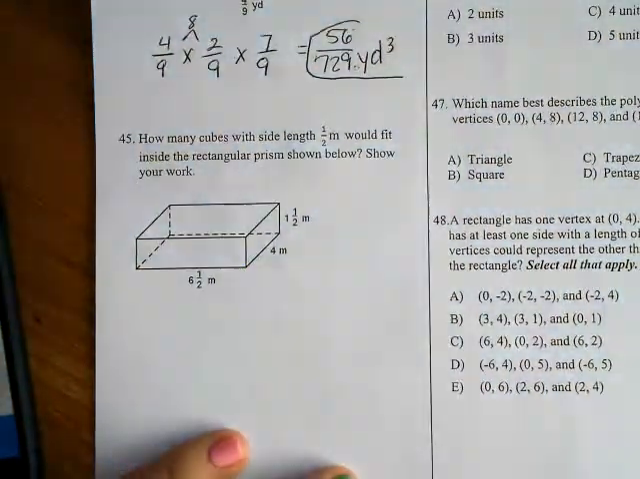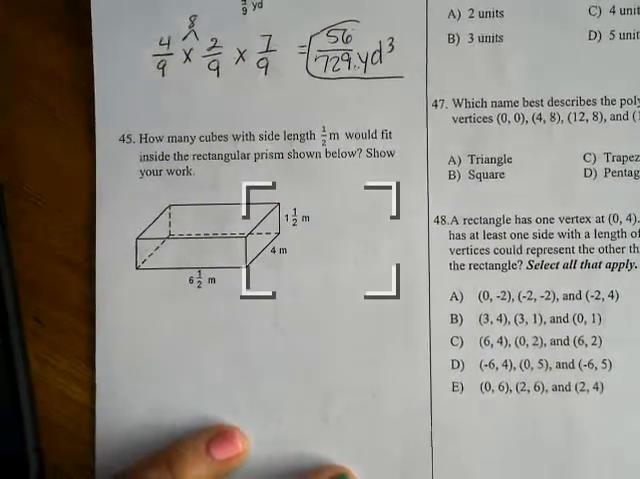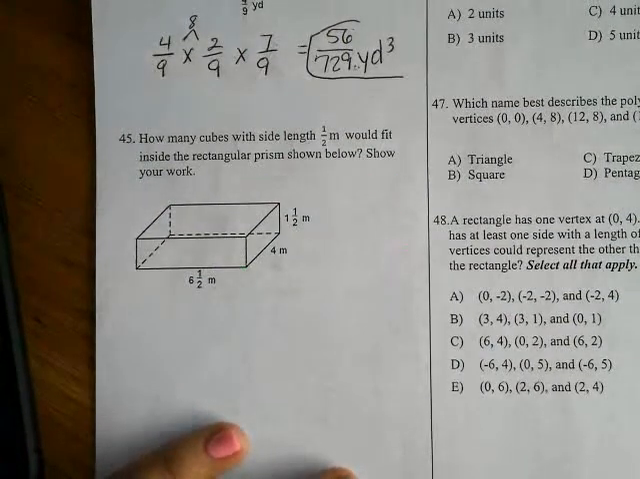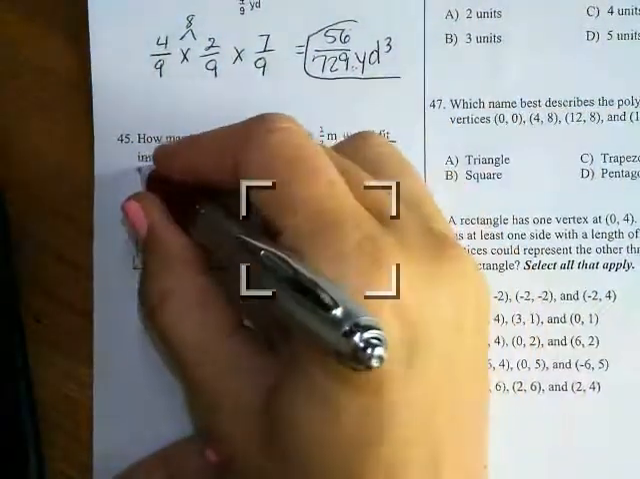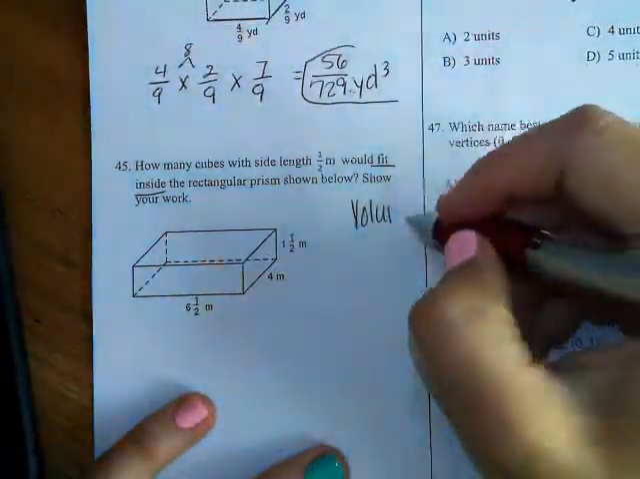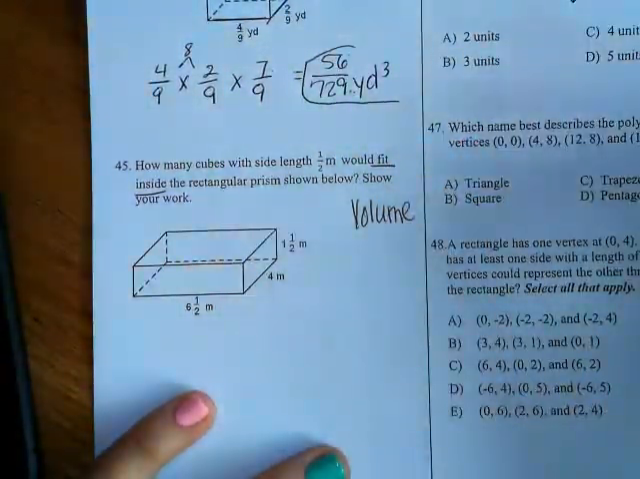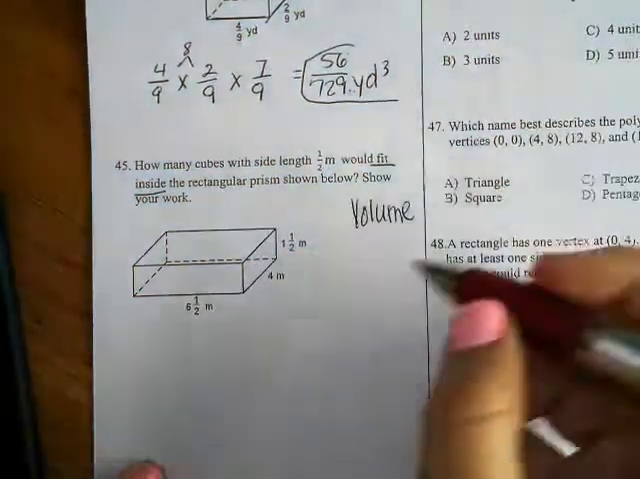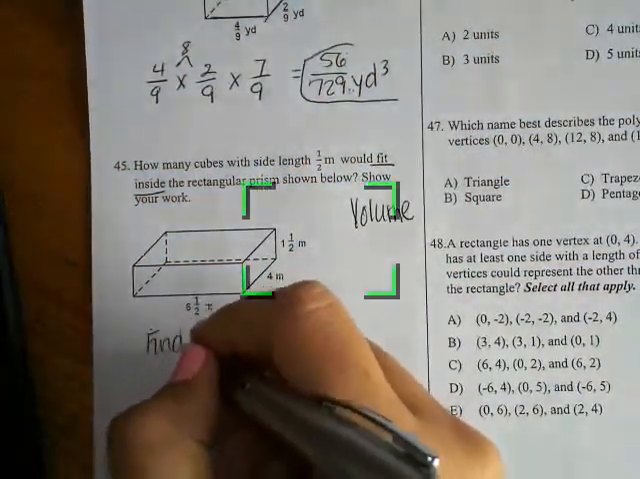How many cubes? There you go. Okay. How many cubes with side lengths 1/2 would fit inside the rectangular prism shown below? Show your work. Well, if it says fit inside, that's talking about volume. Sorry for the blurring, guys. That's talking to you about finding the volume. So you want to first find the volume.